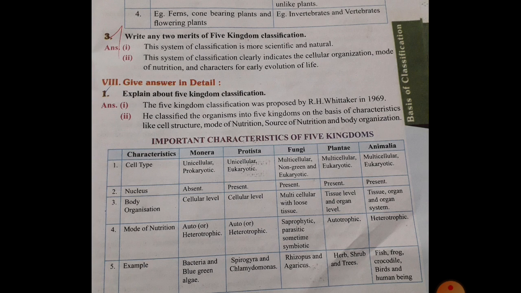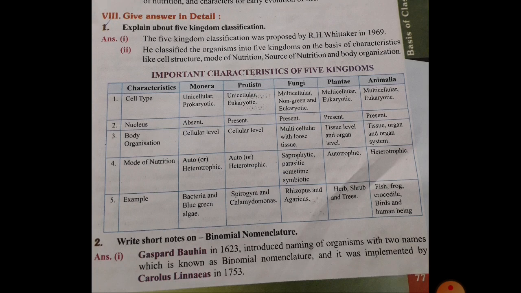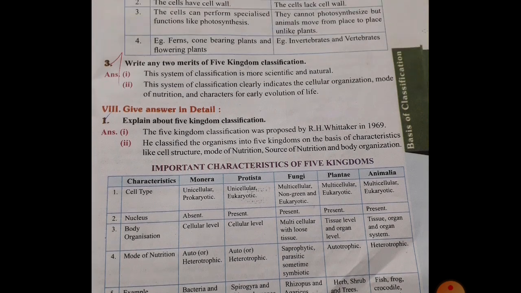What are the five kingdoms? Monera, Protista, fungi, plantae, and animalia. So you have to write the characteristics, children: cell type, nucleus, body organization, mode of nutrition, and example. Okay, so concentrate on these question answers, children.